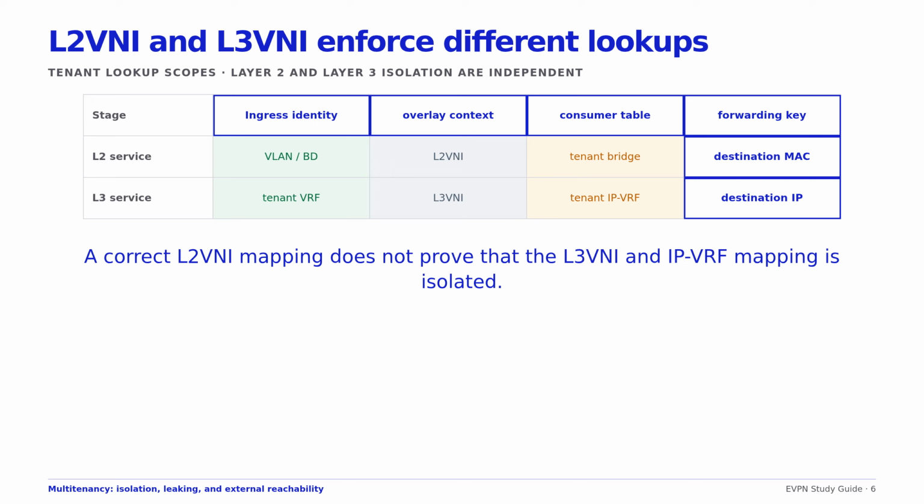Confusing these contexts produces subtle failures. A host route may exist in the correct IP VRF while its MAC binding sits in the wrong MAC-VRF, or a packet may decapsulate into a shared default VRF. Capture the VNI and inspect the selected table at decapsulation.